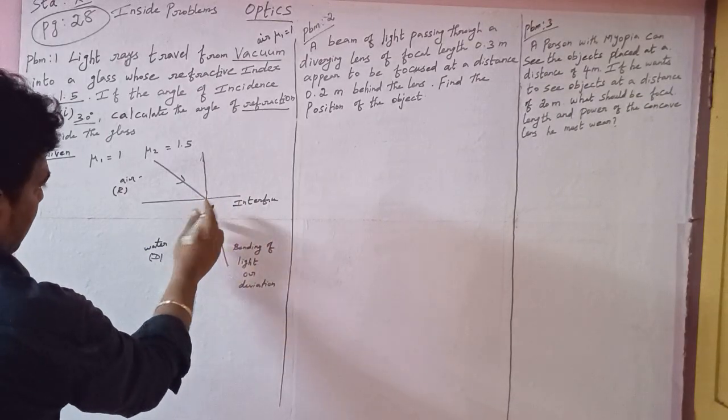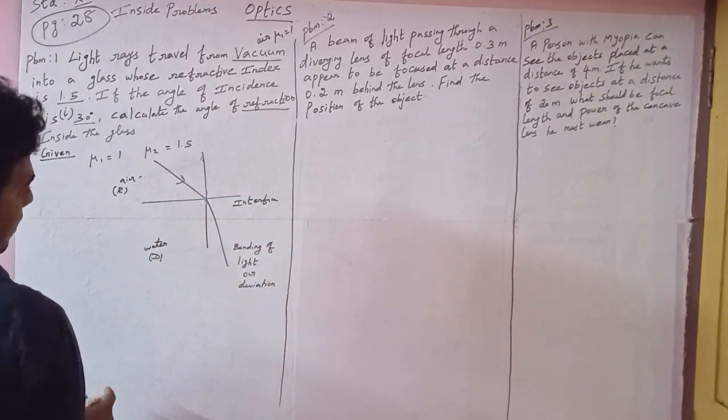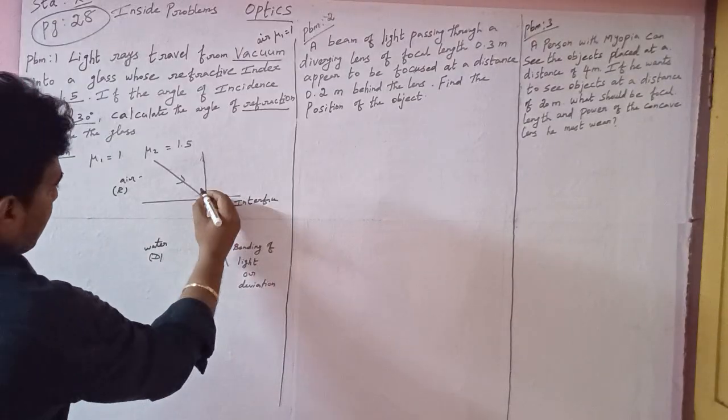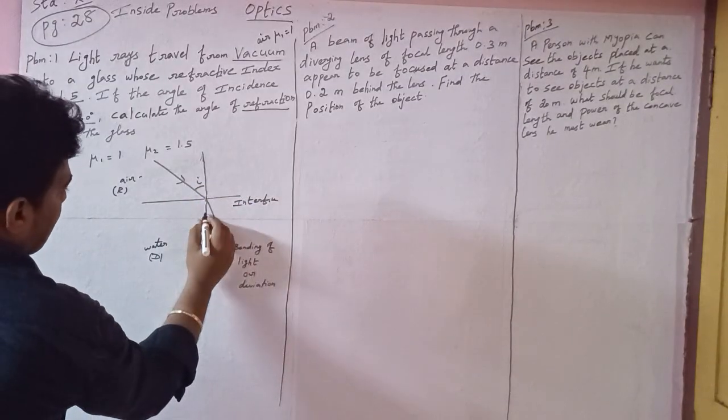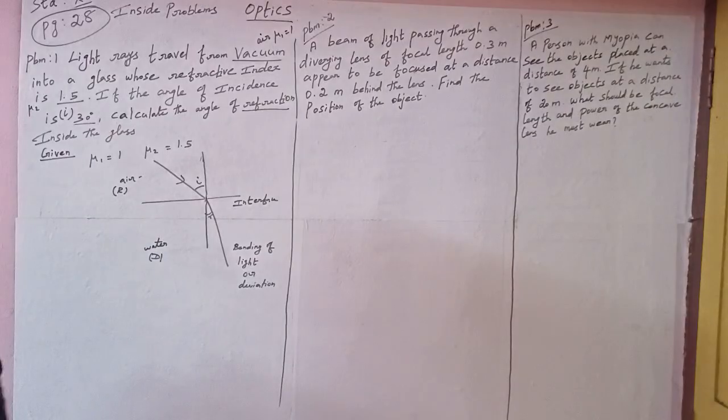This is a normal. Why do we have to draw the normal? So we have to separate the angles. For example, this is the angle of incidence, and this is the angle of refraction.